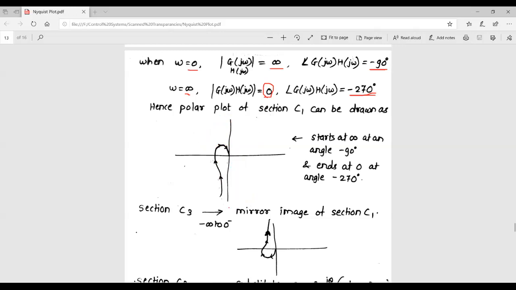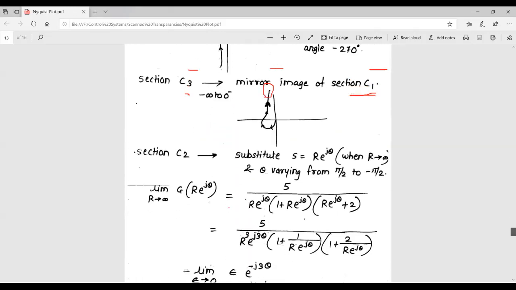Similarly, as we have discussed earlier, section C3 will be mirror image of section C1. Please consider the direction also. Okay, so this polar plot is for section C1. This one is for section C3. Now let us go to the next section, which is section C2.